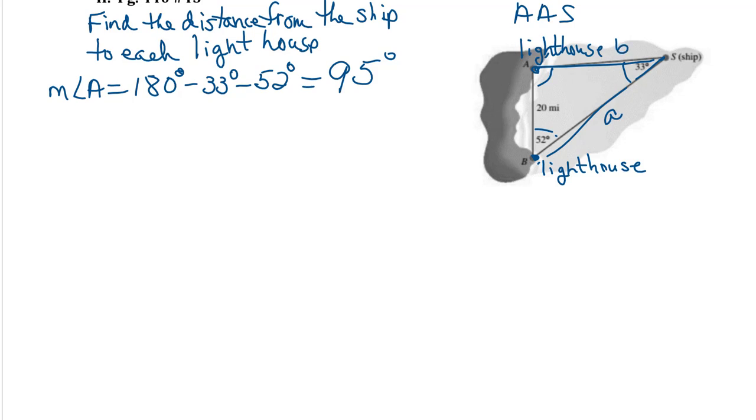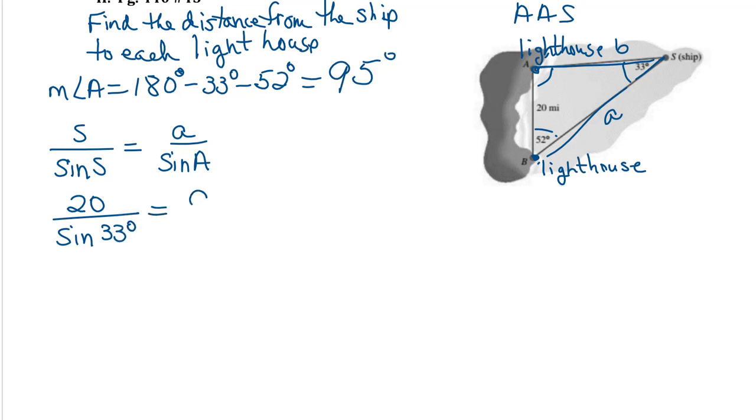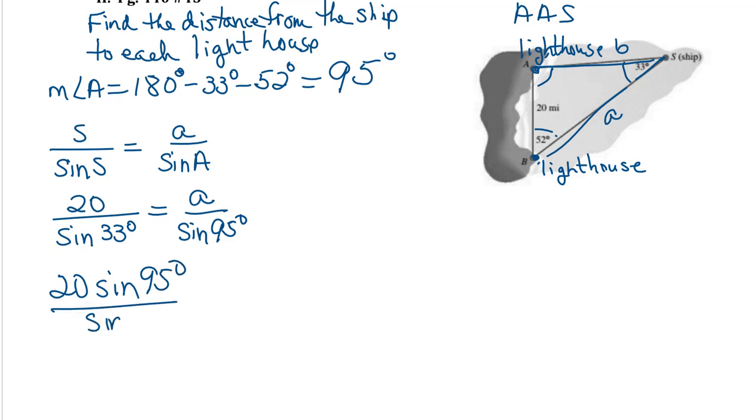So we're going to do that. Let's start with side A. So to get side A, we're going to take side S divided by sine of S, and that's going to equal A over sine of A. So we know side S is 20 miles, and we know that angle S is 33 degrees. We don't know side A, but we now found that angle A is 95 degrees. So solving this for A, and putting this ratio in our calculator, we're going to get that A is 36.6 miles.